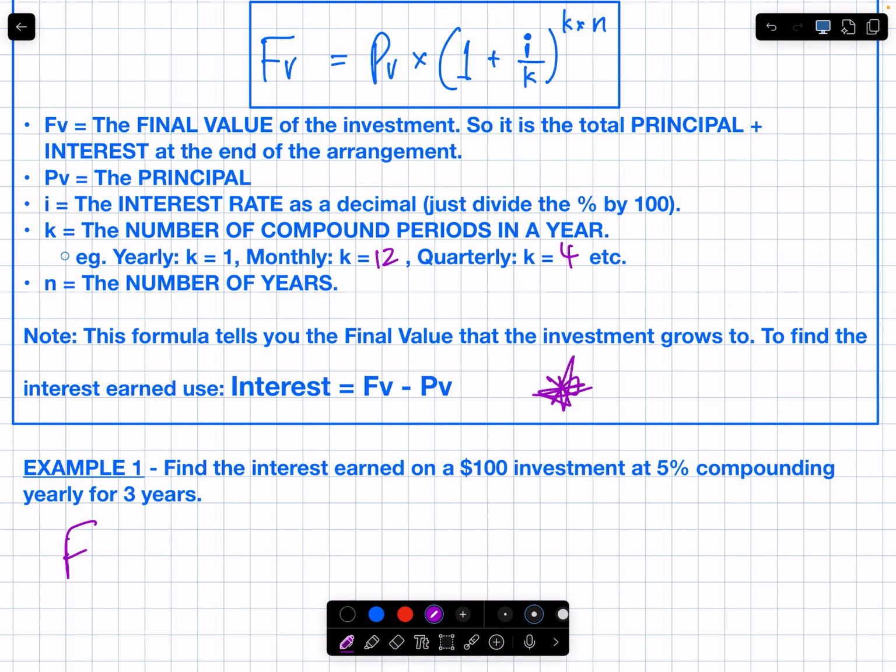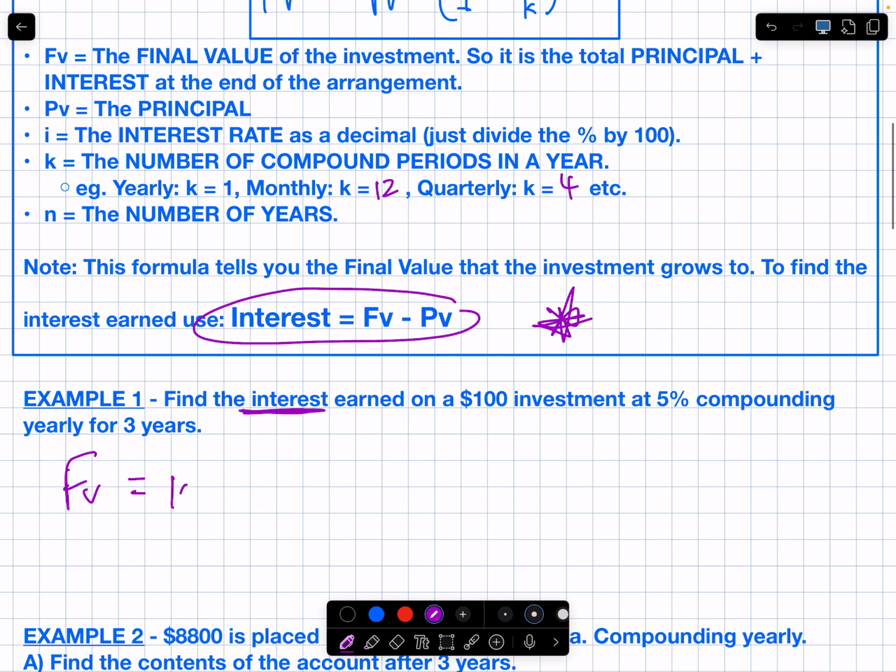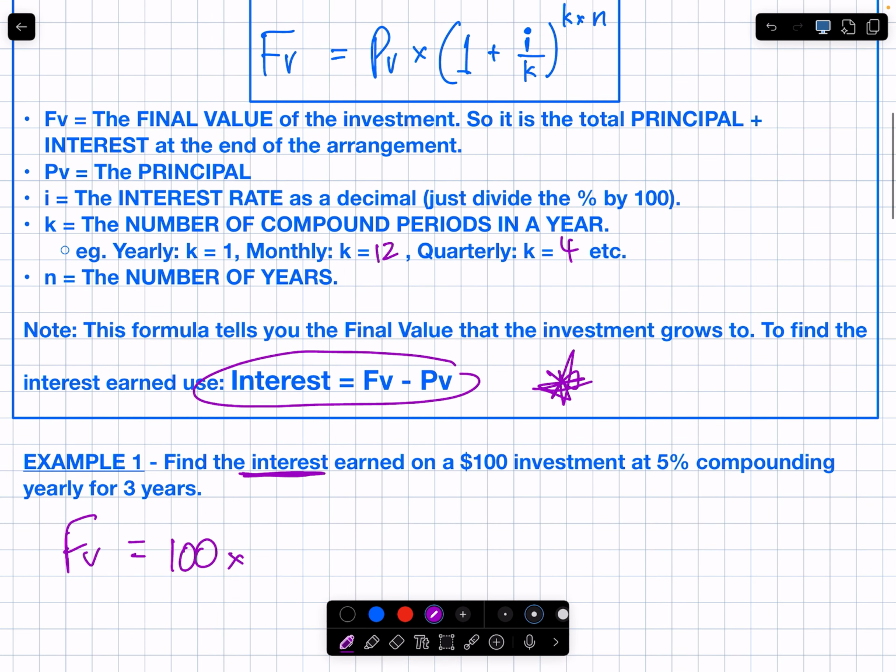FV. I can't find the interest yet because this formula doesn't tell you the interest. It tells you what it grows up to. So I need to find the FV and then use this formula to find the interest. FV equals PV. What did I invest? I invested $100 times by bracket 1 plus, what's 5% as a decimal? 0.05. 0.05 over k. K is the number of compound periods per year.